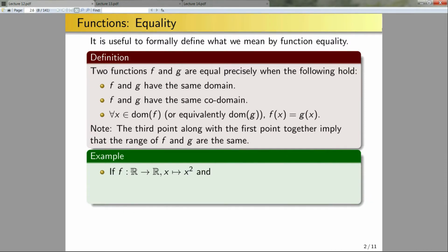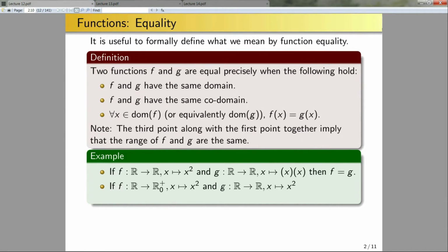If f is the function defined from R to R by this quadratic mapping, and g is this function defined from R to R by this mapping that takes x and maps it to x times x, then in this case, would the functions be equal or not? I'll pause the video and think about it. Okay, so in this case, f will be equal to g. Why? Well, clearly f and g have the same codomain and domain, and clearly if I take f of x, I get x squared. If I take g of x, I get x times x, and x squared is equal to x times x.